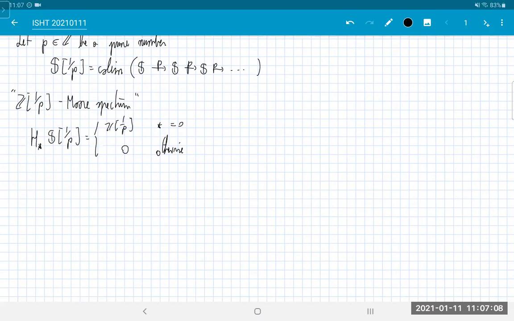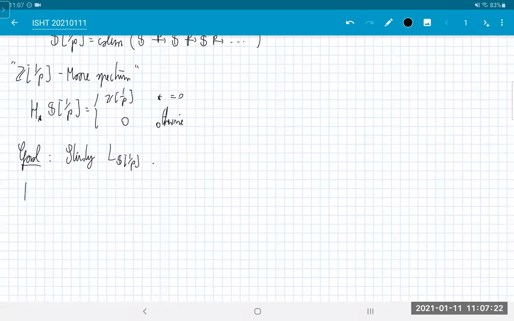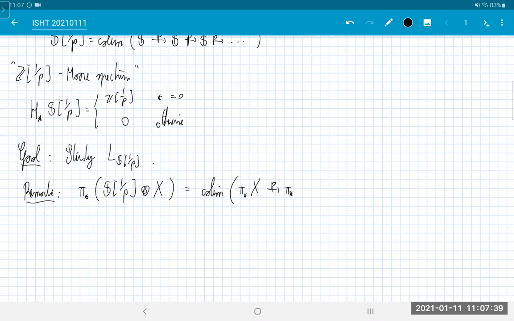And okay, the goal now is to study S1 over P. So the first remark is, what is the homology of this guy? Well, this is just a colimit of the multiplication by P map. And so this is the homotopy of the spectrum with P inverted.